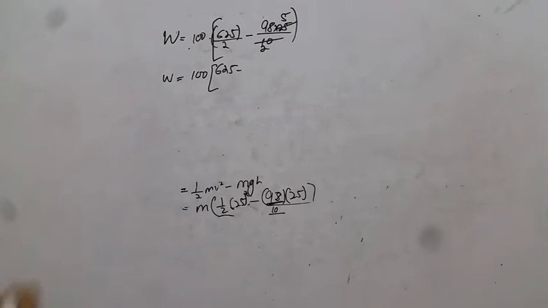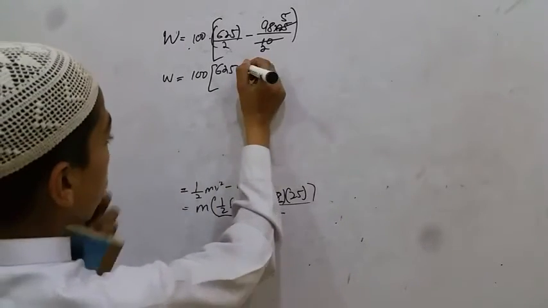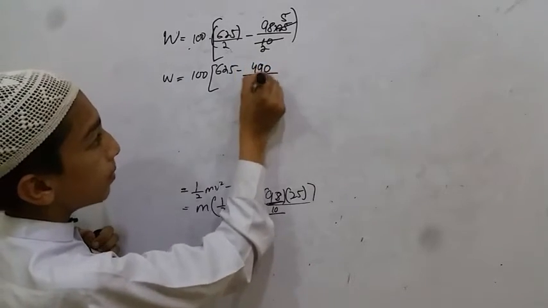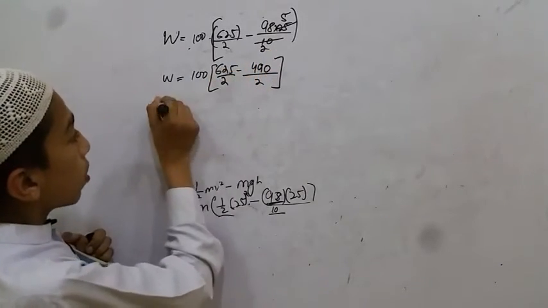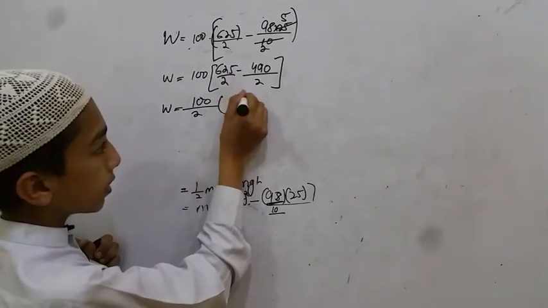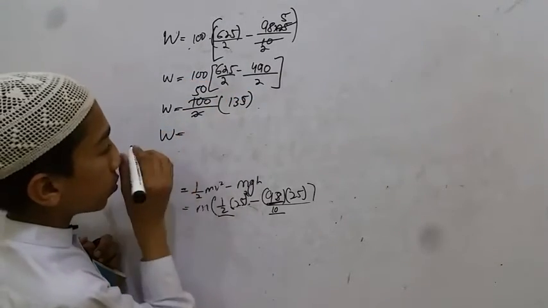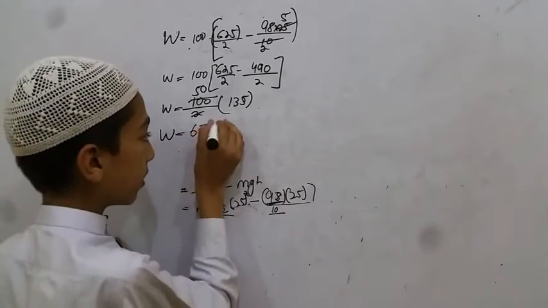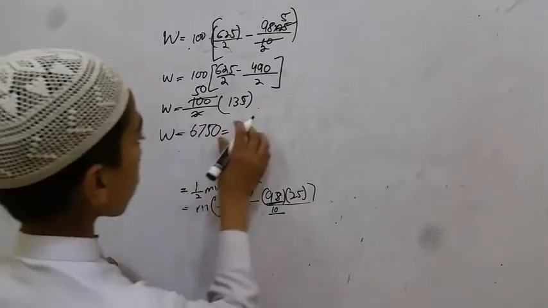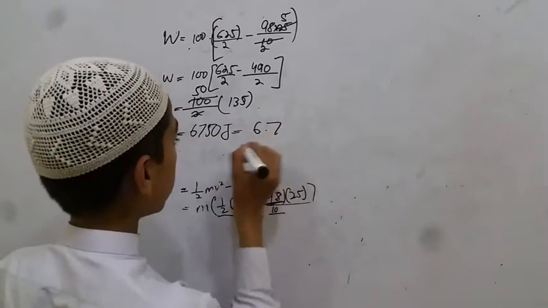so it is equal to 1 divided by 2 into 625 minus 490. So W is equal to 1 divided by 2 into 135. So work done is equal to 50 into 135, so 6750 joule. So it is equal to 6.7 joule.